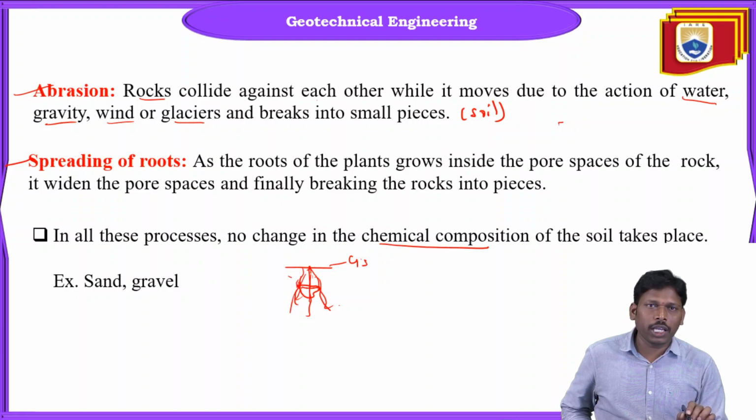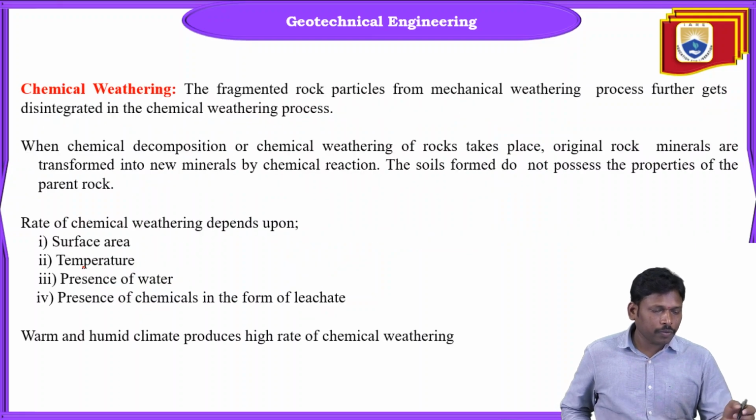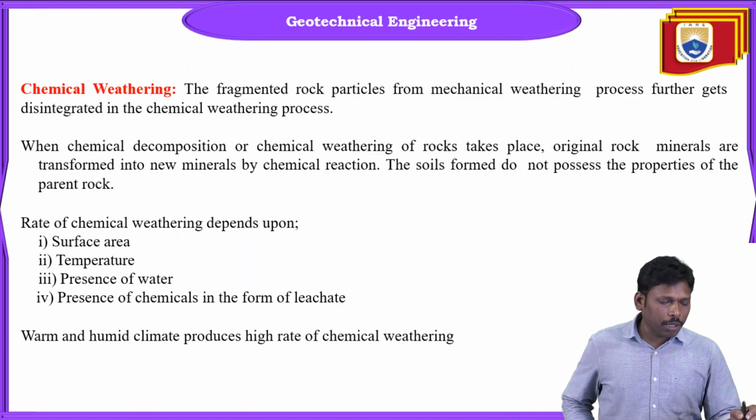In this, we won't see any changes in the chemical composition of the minerals or anything of the soil. Okay, so in all this process, no changes in the chemical composition of the soil take place. So the examples are sand as well as gravel. So now we will see chemical weathering.